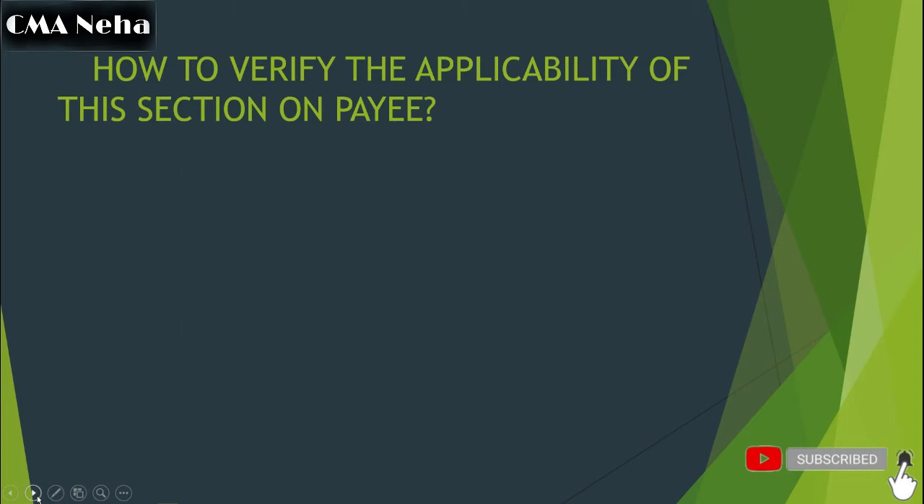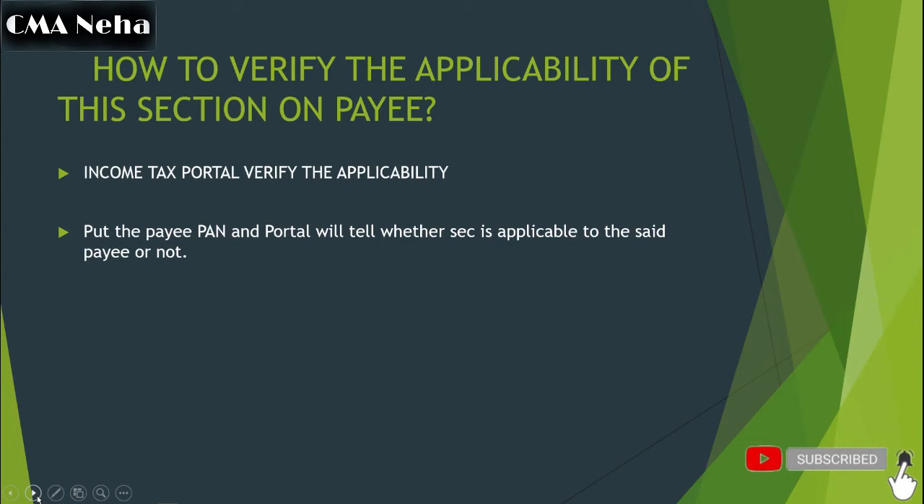So कैसे पता करेंगे? हम तो जाके हर पेई को नहीं बोल सकते कि you give me your 26 AS जिसमें TDS and TCS deducted amount दिखता है, you give me your last 2 financial years income tax return, but the new income tax portal will itself tell you the applicability है या नहीं. पैन लेके लॉग इन कर लो इनकम टैक्स पोर्टल में, and then you have to put the PAN of the particular payee, and the portal will itself tell you whether these sections are applicable on that payee or not.